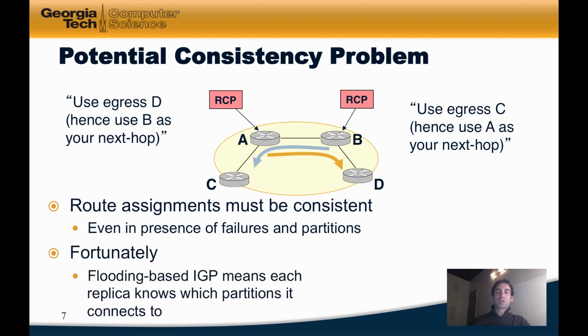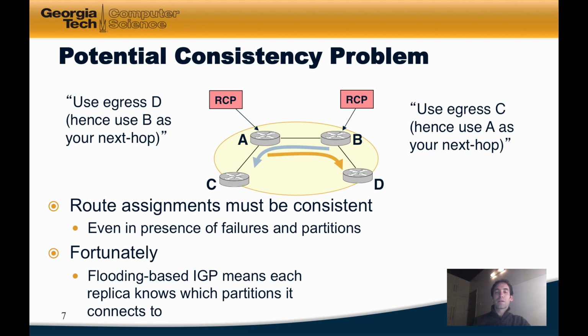Now we previously just said that if every RCP receives the same inputs and runs the same algorithm, then the output should be consistent. So we want some way to guarantee that. Fortunately, a flooding-based internal gateway protocol, such as OSPF or ISIS, as we've learned in our networking course, essentially means that each one of these replicas already knows which partitions it's connected to, because if the RCP is participating in the intra-domain routing protocol, or the IGP, then it sees the full link state of that partition.